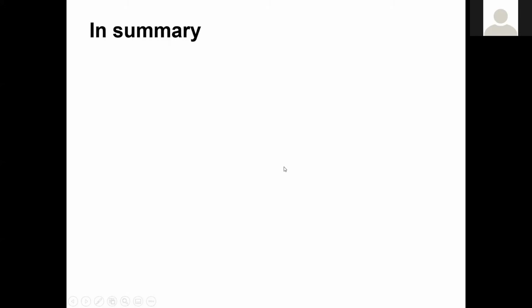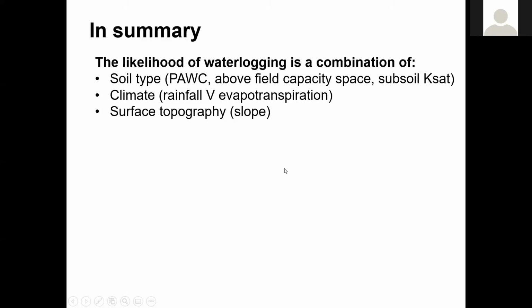So just in summary, the likelihood of waterlogging is a combination of your soil type, so that's the plant available water capacity you've got, the space that you've got above field capacity, and how that subsoil drains. Those three play a part from a soil point of view. Then your climate, so your rainfall versus your evapotranspiration, how much goes in, how much goes out, and when that occurs on a daily basis, is going to affect your waterlogging. And then your surface topography, or your slope, is going to influence that as well.